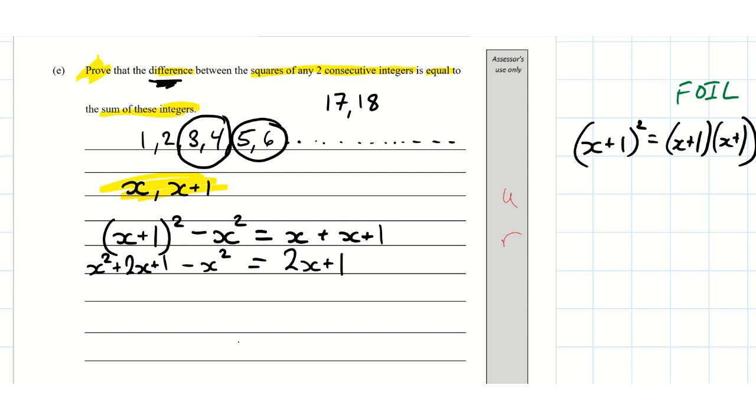And now we do have like terms. This term here and this term here are the same. So we can see that x squared minus x squared is 0, which means 2x plus 1. Ha! Here we have gotten to a point where the left-hand side looks exactly the same as the right-hand side. So we have proven this to be true.